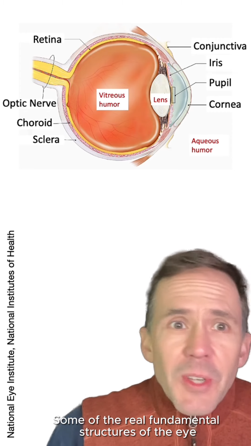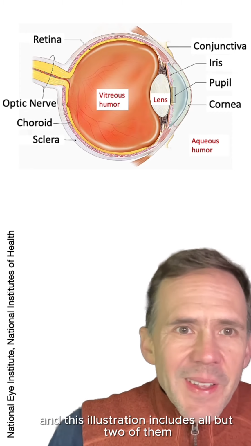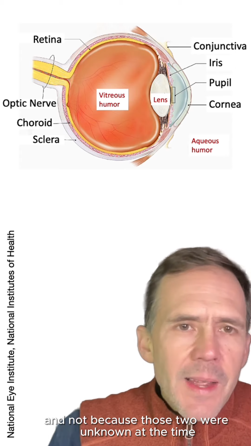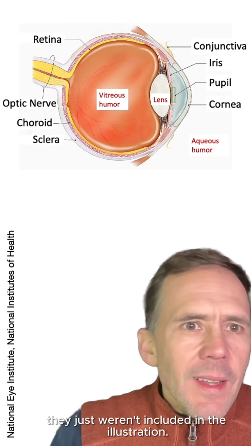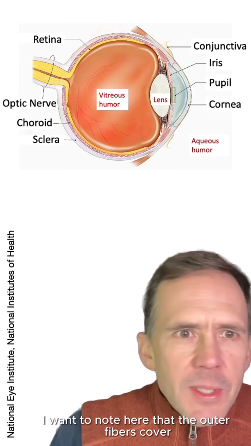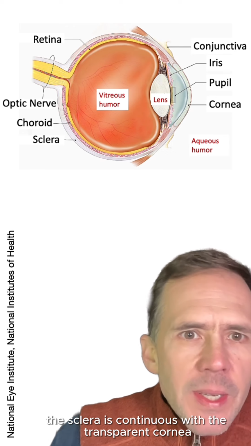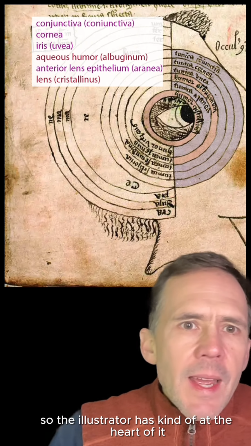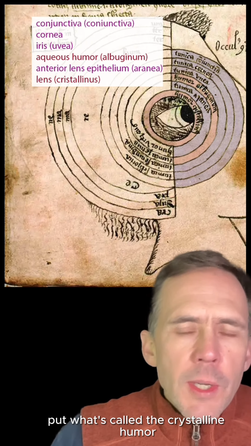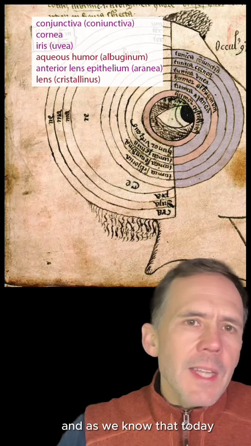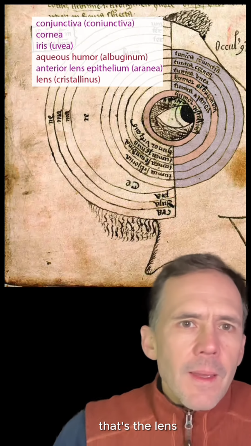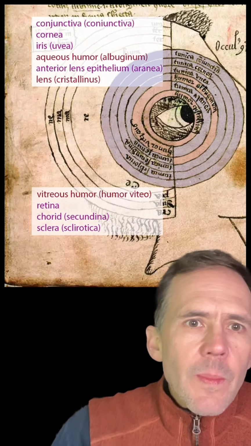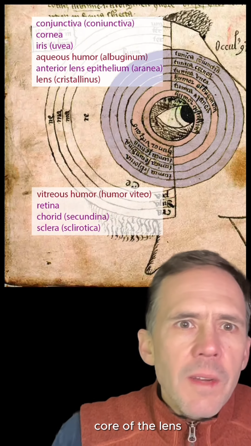Some of the real fundamental structures of the eye as we know them today are shown here, and this illustration includes all but two of them, and not because those two were unknown at the time, they just weren't included in the illustration. I want to note here that the outer fibrous cover, the sclera, is continuous with the transparent cornea. So the illustrator has kind of at the heart of it put what's called the crystalline humor, and as we know that today, that's the lens. And then a series of layers moving anterior and posterior from that core of the lens.